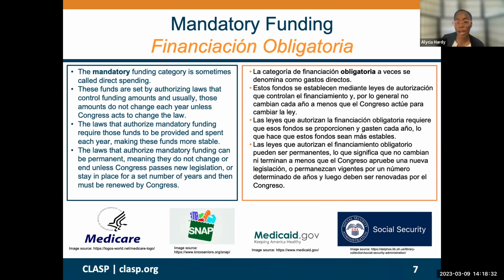The laws that authorize mandatory spending can be permanent, meaning they do not change or end unless Congress passes new legislation, or those authorizing laws have amounts that are the same for a specific number of years, and then Congress must renew those laws. Some programs that fall under the mandatory category are Medicare, Medicaid, Social Security, and SNAP, or the Supplemental Nutrition Assistance Program.